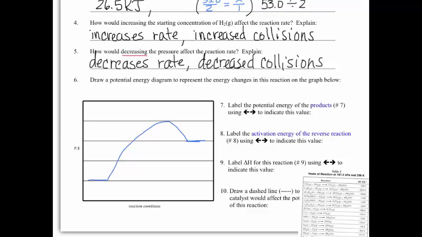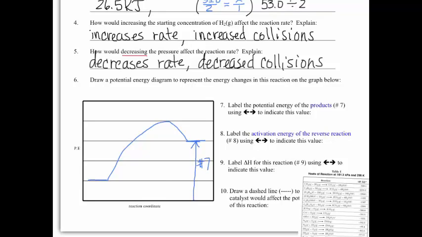Question 7. Label the potential energy of the products. If you recall, the y-axis is the potential energy. These were our reactants. These are the products. So the value of our potential energy of our products is going to be this.